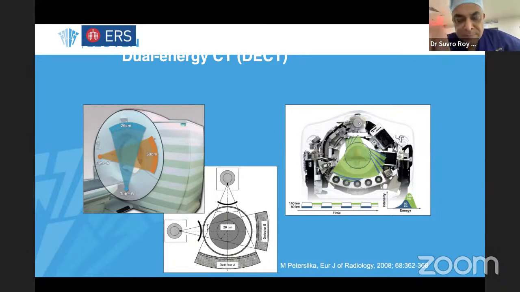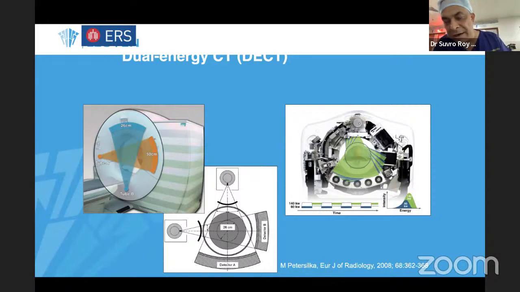You can then retrospectively reconstruct this at 40 keV or at 160 keV. For example, if you have a very low contrast situation, let's say a very delayed phase scan, and you want to see the pulmonary artery margins, if you reconstruct the image at 40 keV, of course, you're going to see the pulmonary artery brighter. So it will become like an angiogram.